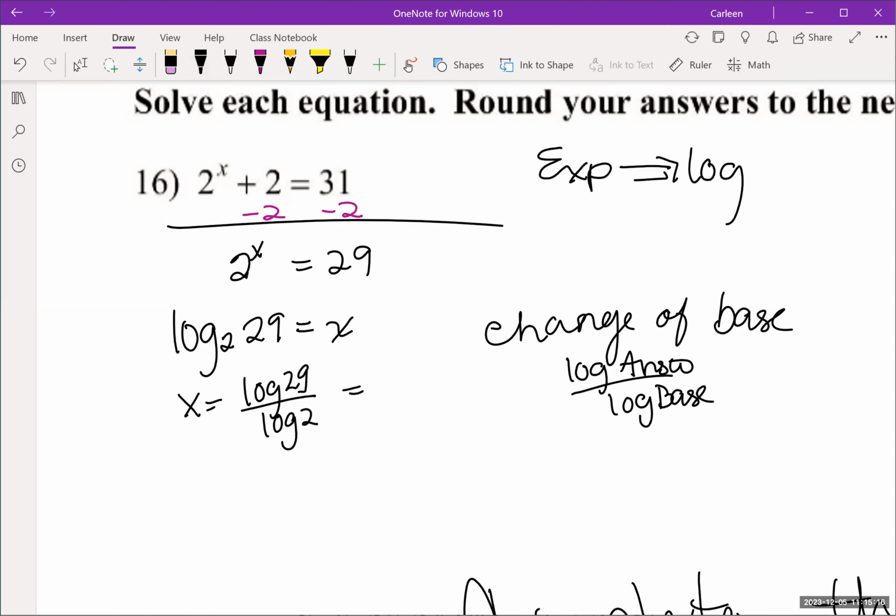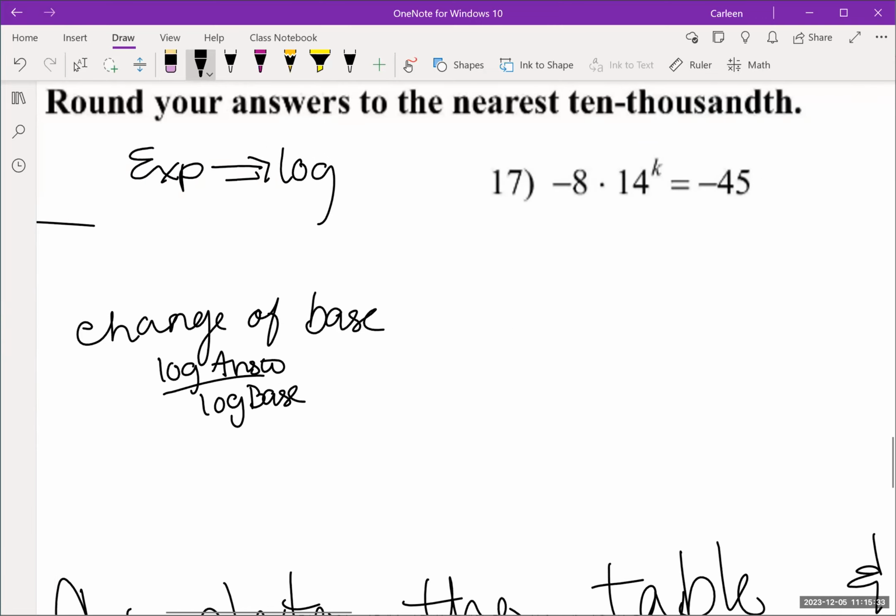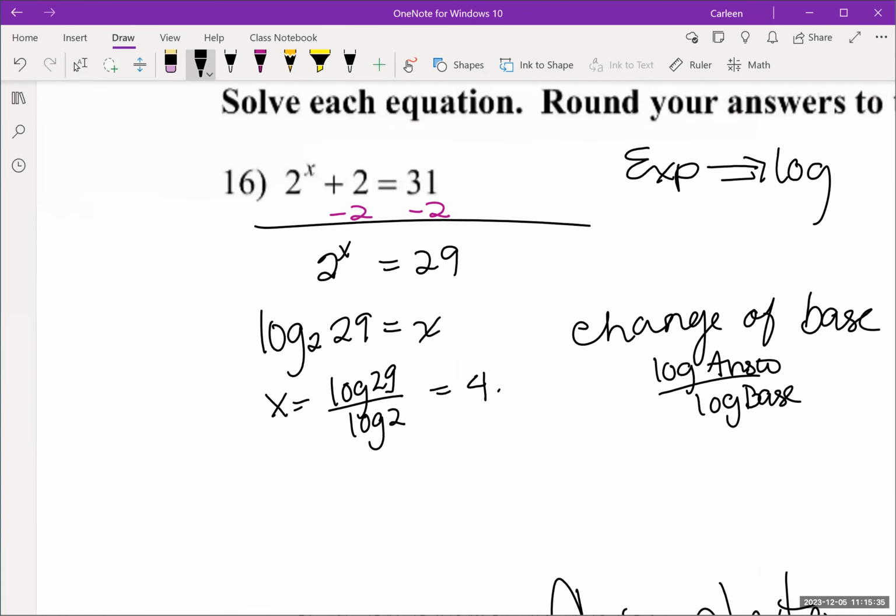Okay, with your calculators, log of the answer, close your parentheses, divided by log of the base, close your parentheses, and you get 4 point, round to the nearest ten thousandths, 4.857.